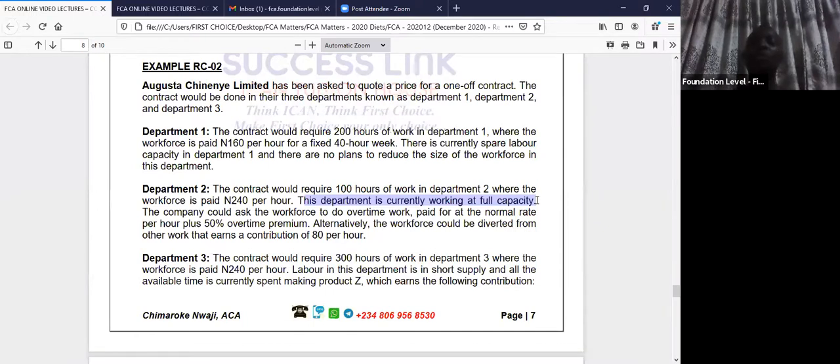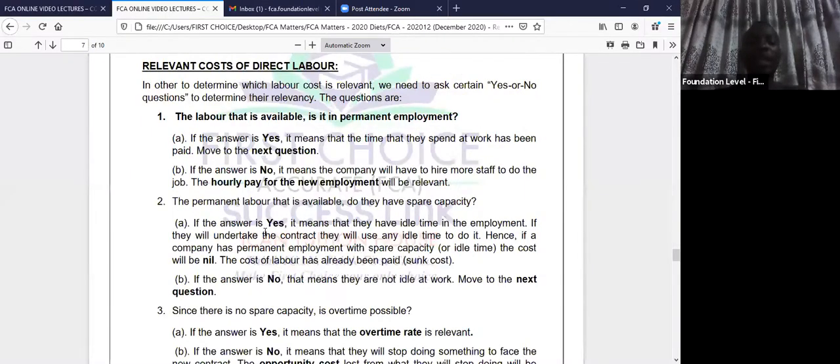It means no time to spare for the job. There is no spare capacity. And what do we say about that? When there is no spare capacity, we move to the next question. The next question is: is overtime possible?